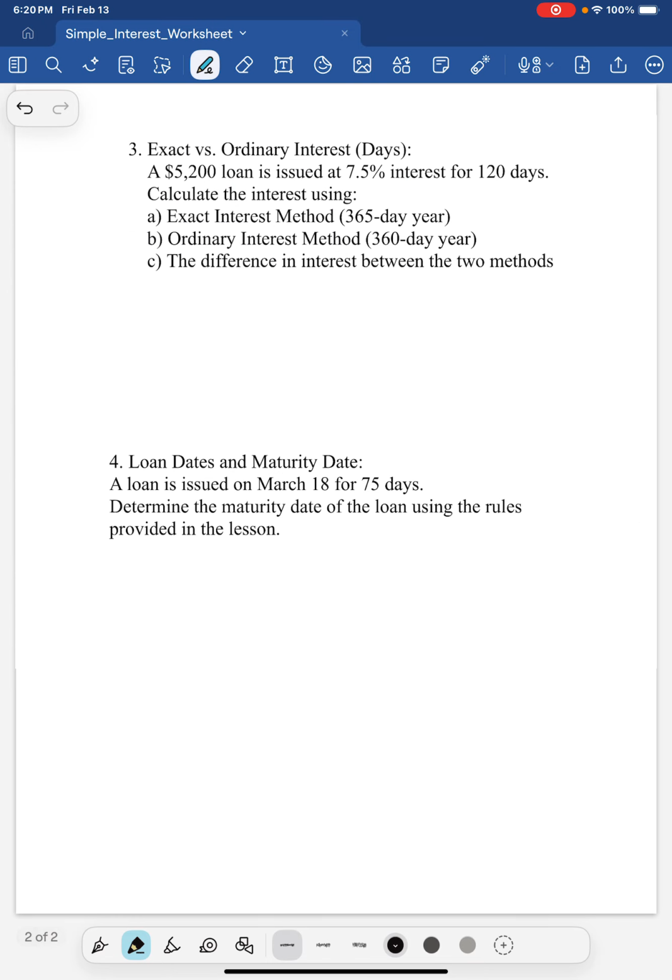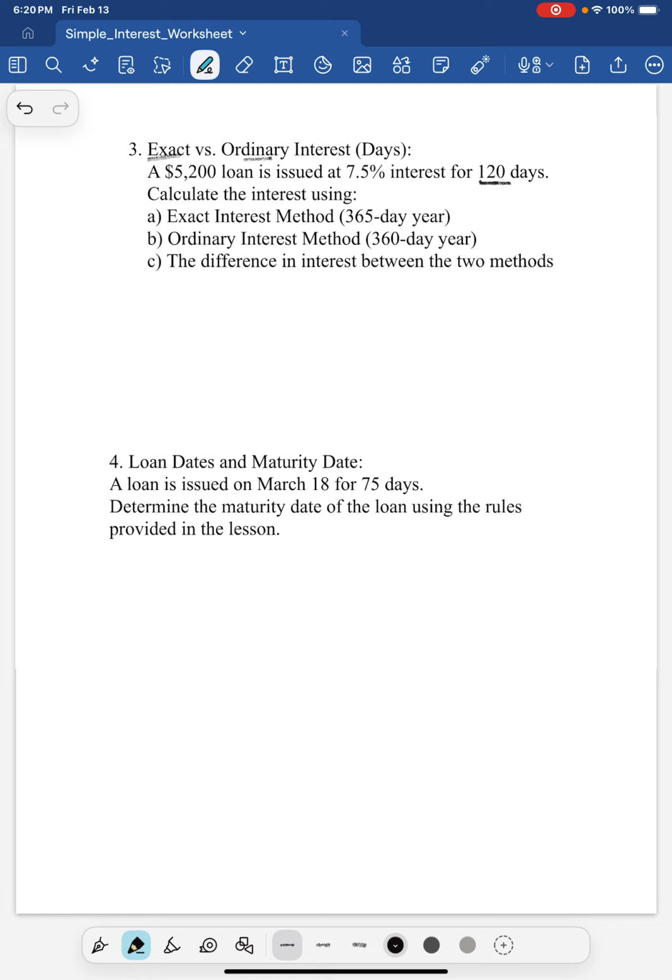Okay, now we're going to look at something a little different. We're going to look at exact versus ordinary interest. And you're mostly going to see this difference come up if a loan is in a really small time frame. Like, see, this is 120 days is the only amount of time they have to pay back this loan. And there's 2 ways that banks will do this. The exact interest method uses the exact number of days in a year, which is 365.